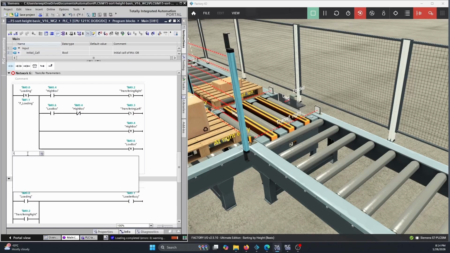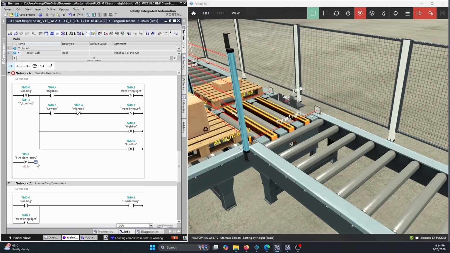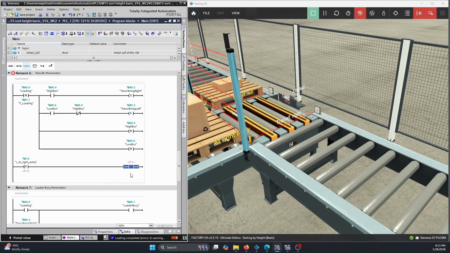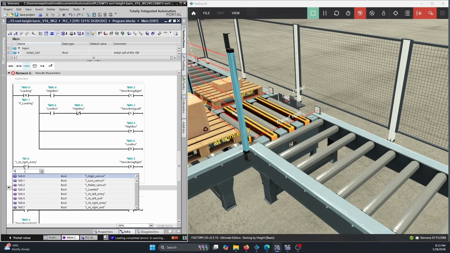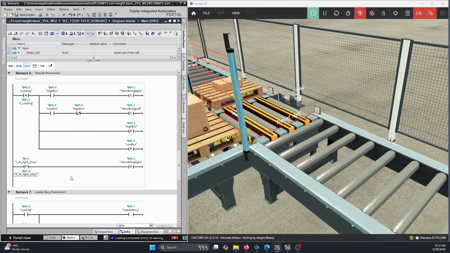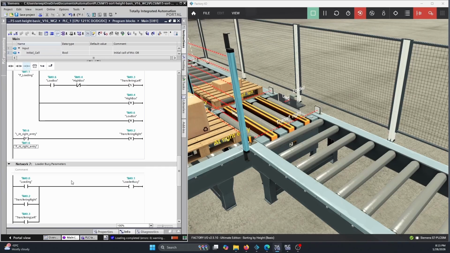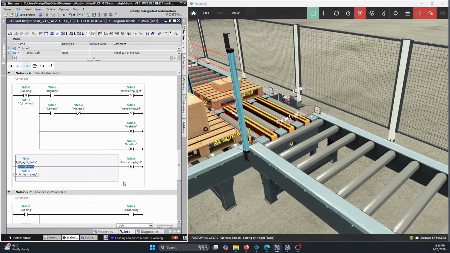So that's an input, right? So we need at right entry. And as soon as that has happened, we're basically stopping the transferring right. Okay, we need a memory bit to look at the previous status of that. Looking at my parameters, it's M1.6, at right. Okay, looks good. And then we need the exact same instructions, so we're going to put another rung below.